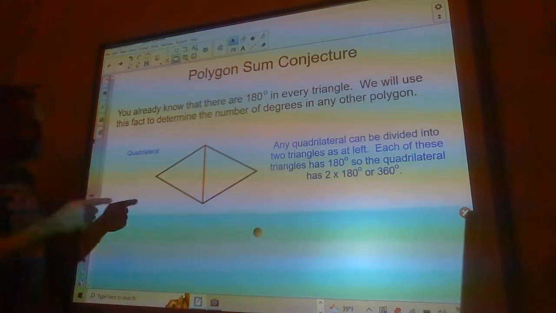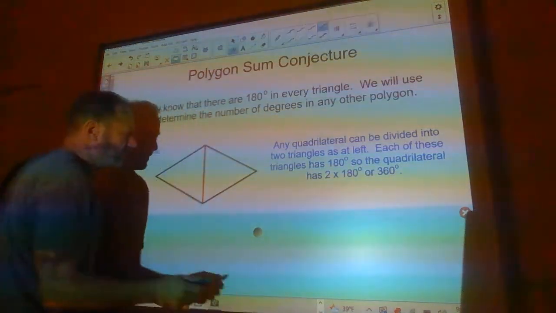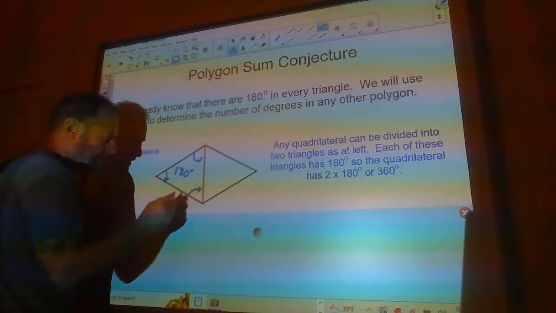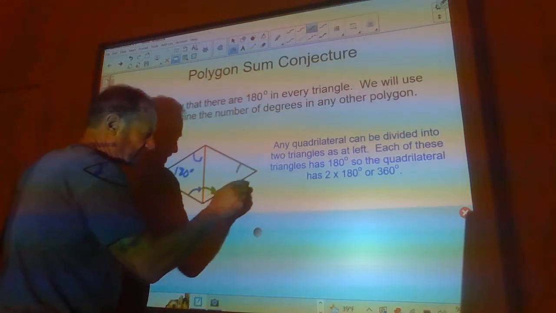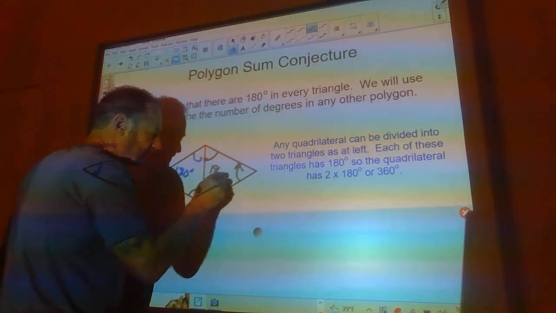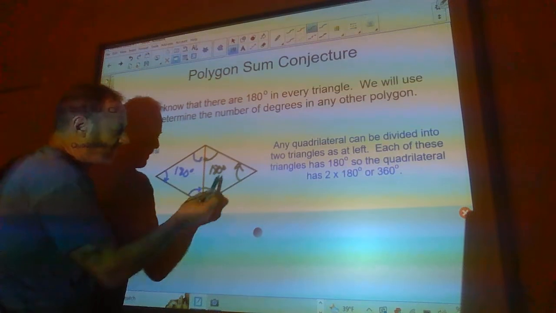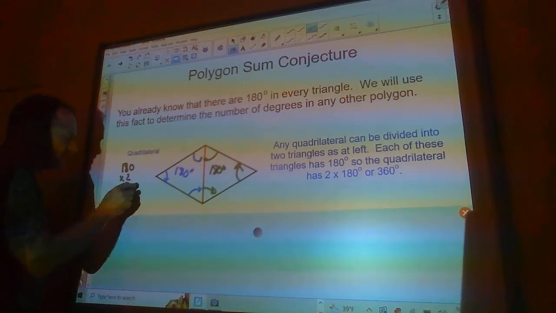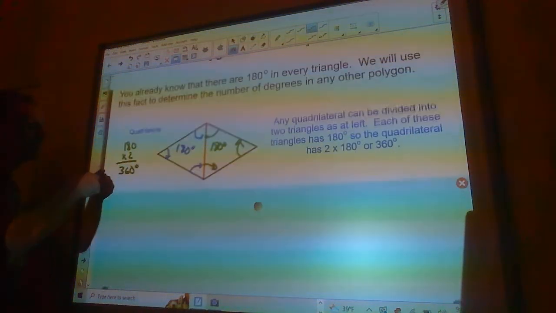4 sides. We can draw one diagonal across it that divides this thing into 2 triangles. Now we know that these 3 angles right here add up to 180. We know that these 3 angles right here have to add up to 180. And we also know that the 6 angles that we have here make the 4 angles of the quadrilateral. So there must be 180 times 2, or 360 degrees in a quadrilateral. And this is true of any quadrilateral. So we've got that figured out.